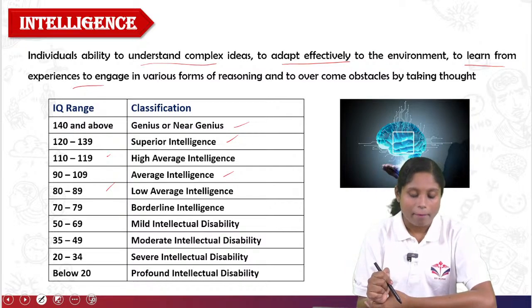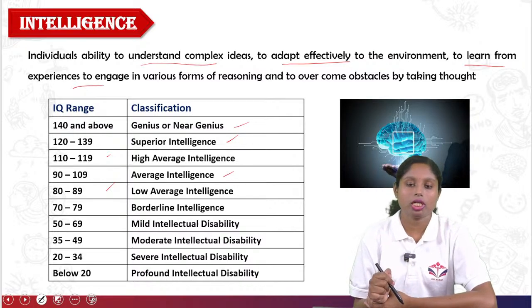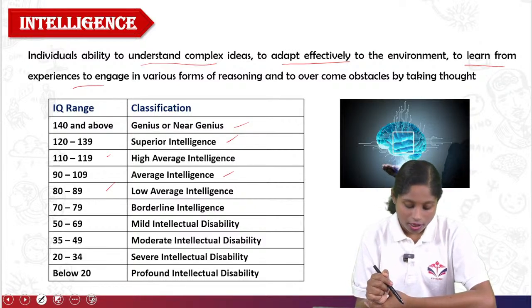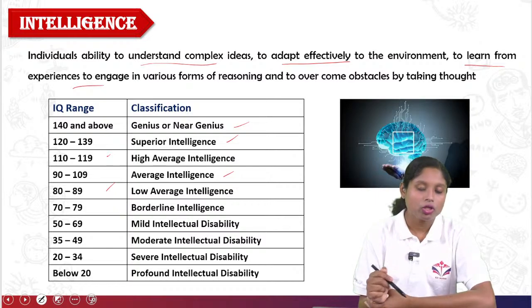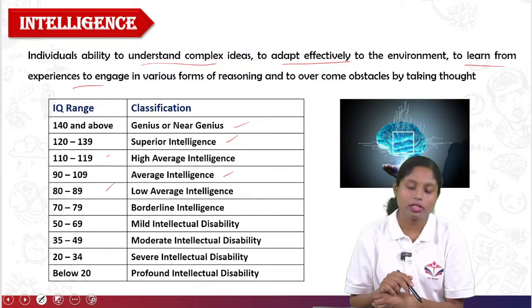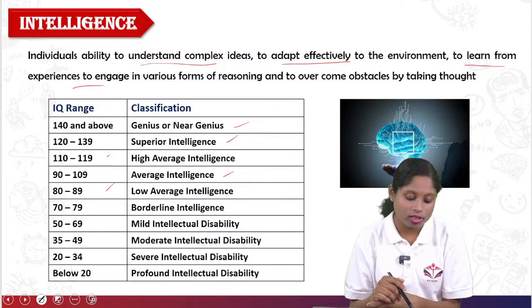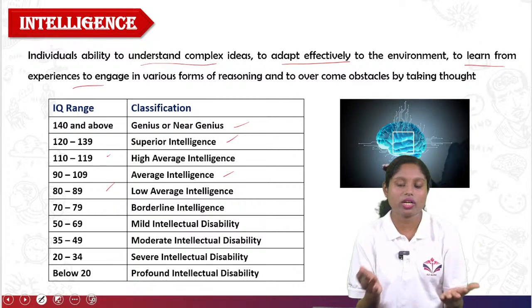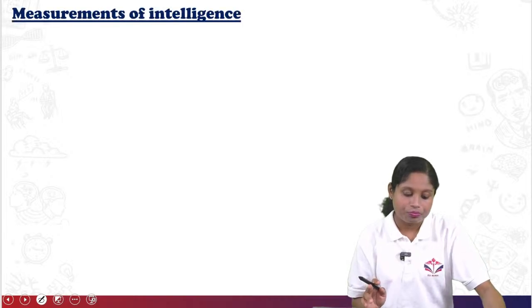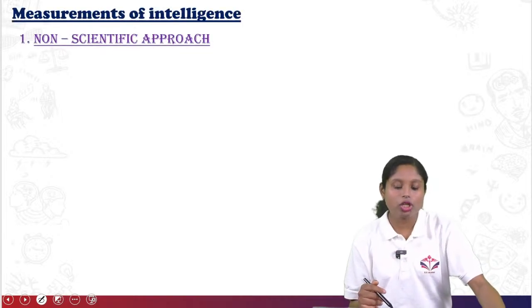50 to 69, mild intellectual disability. So that person will have mild intellectual disability. 35 to 49, moderate intellectual disability. 20 to 34, severe intellectual disability, and below 20, profound intellectual disability. So this is the intelligence classification. So IQ range and its classification. I hope everyone understood.